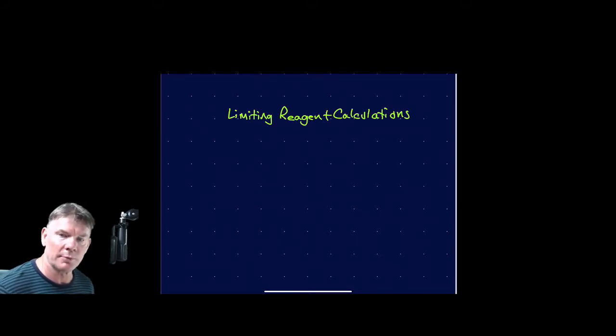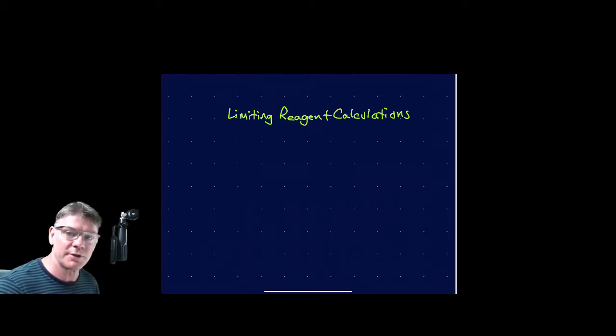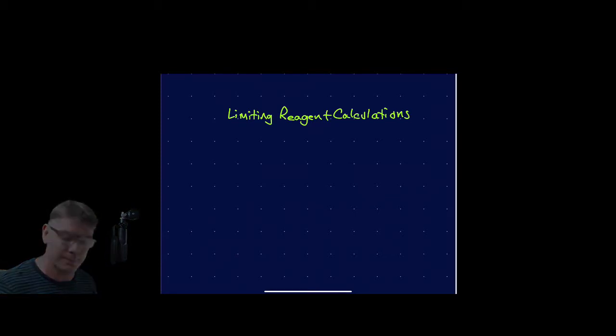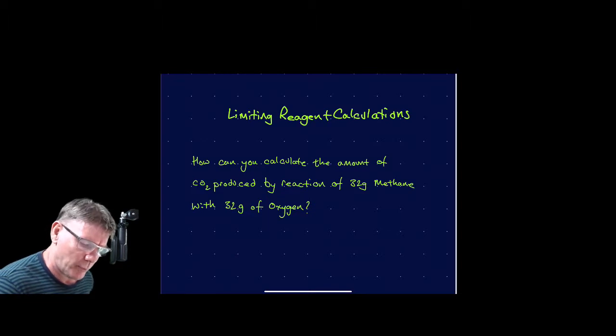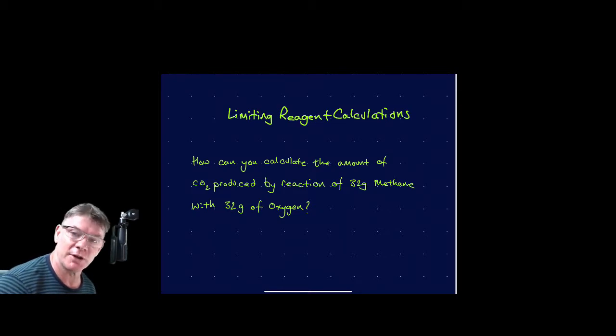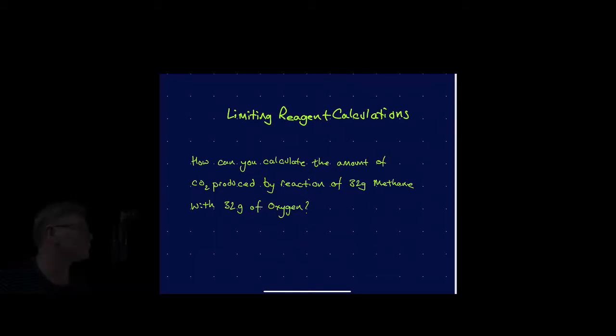Hi, a common problem that students ask me about is limiting reagent calculations. I'm going to work through this problem in which you're asked to calculate the amount of carbon dioxide gas that is produced by 32 grams of methane with 32 grams of oxygen. Now, this is a limiting reagent calculation because the reagents are not present in their stoichiometric proportions. One of them will run out before the other one, and when it does, the reaction stops, thus limiting the amount of carbon dioxide that's produced.